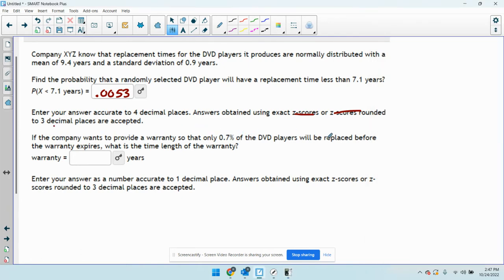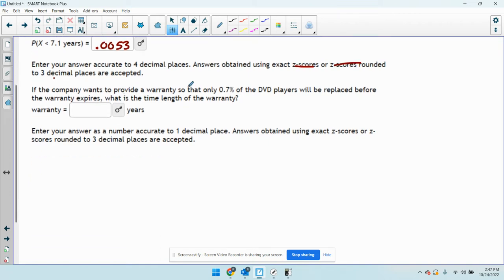So then this says, if the company wants to provide a warranty so that only 0.7% of the DVD players will be replaced before the warranty expires, what is the length of the warranty? So we're looking for the X value that cuts off the shortest 0.7%. So here we have the percent, and we're looking for the X value.